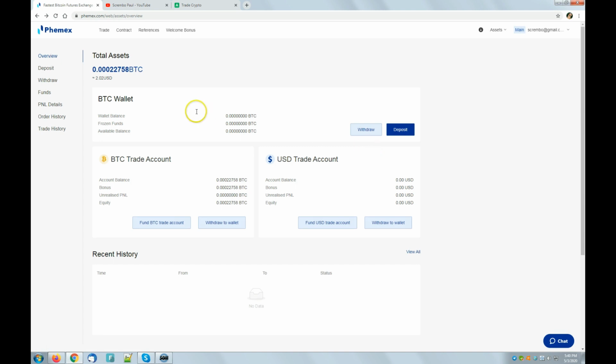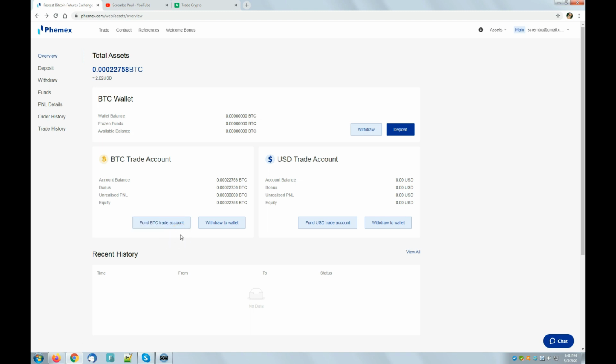Then what you have to do is move from your main BTC wallet into the trading accounts. There are two types of trading accounts: the BTC trade account and the USD trading account. It's really up to you what you want to trade. I mean, USD is not a cryptocurrency, however you can basically consider it as your main fund that you want to trade. That's where you move the money from the BTC wallet into the USD trade account or BTC trade account, one of these two, simply by clicking fund USD trade account or fund BTC trade account.